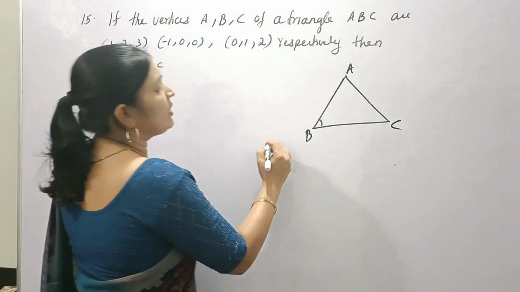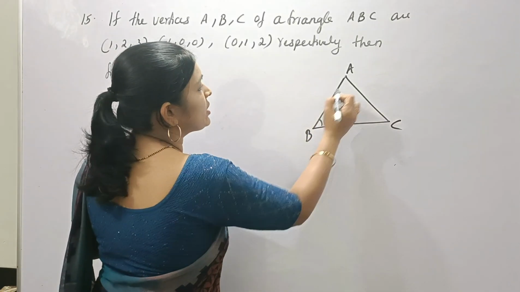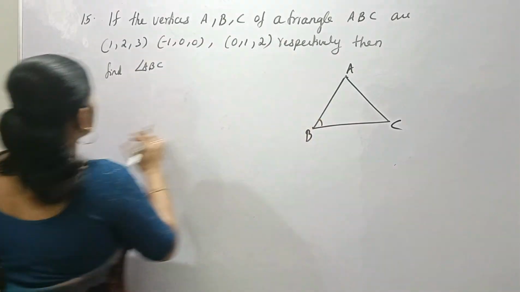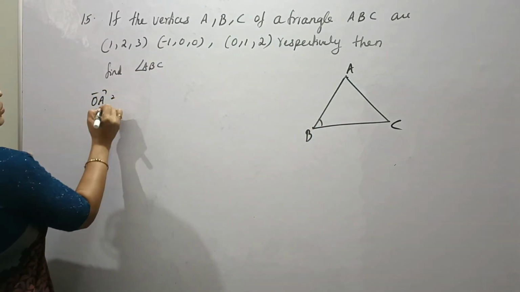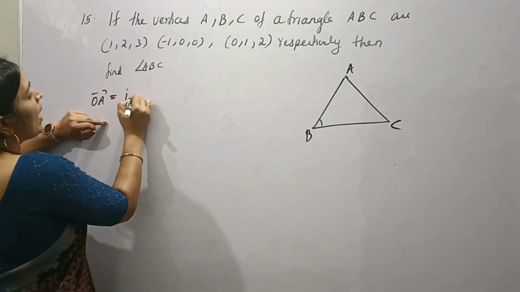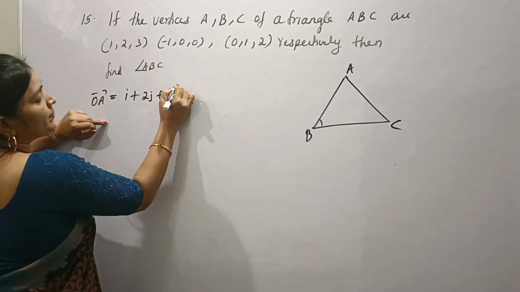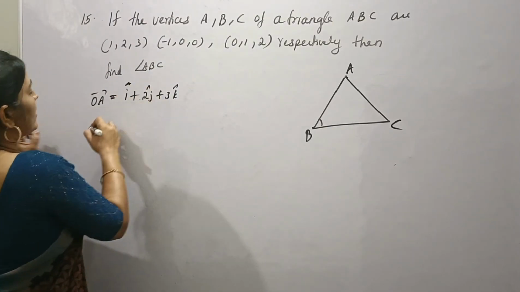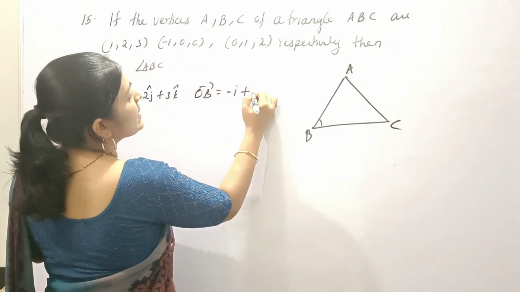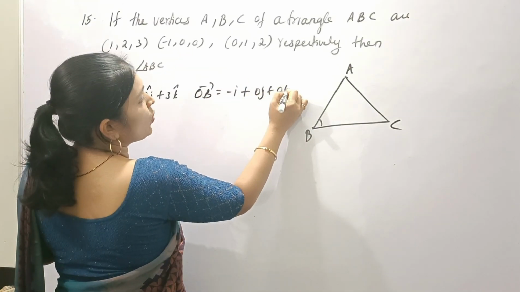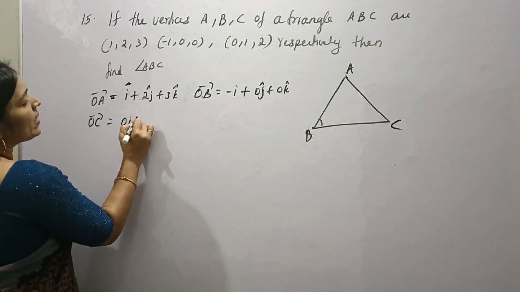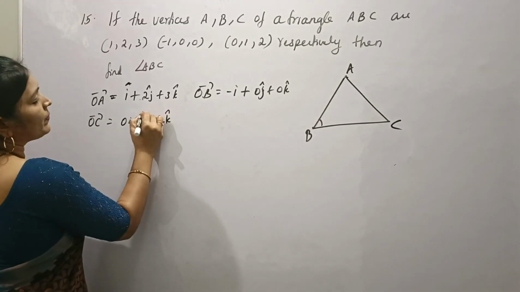So for that, first of all, let's write the position vectors, vector OA, vector OB, vector OC from the origin. Here vector OA is equal to, since A is the vertex (1, 2, 3), i plus 2j plus 3k. Then vector OB is equal to minus i plus 0j plus 0k. Next, vector OC is equal to 0i plus j plus 2k.